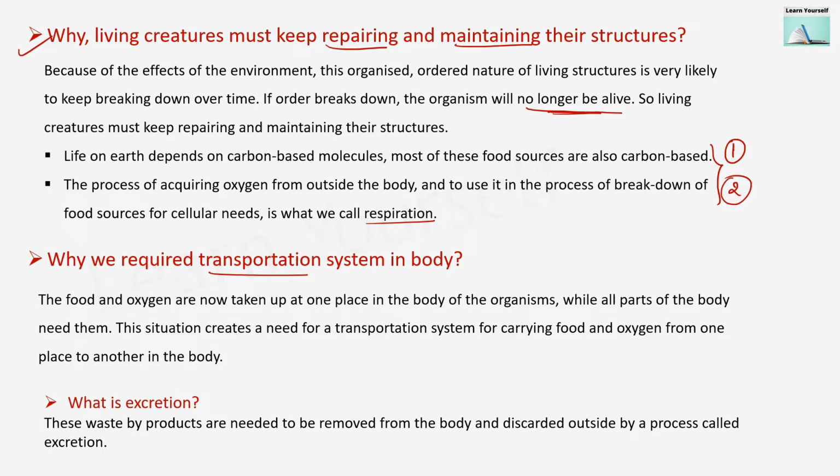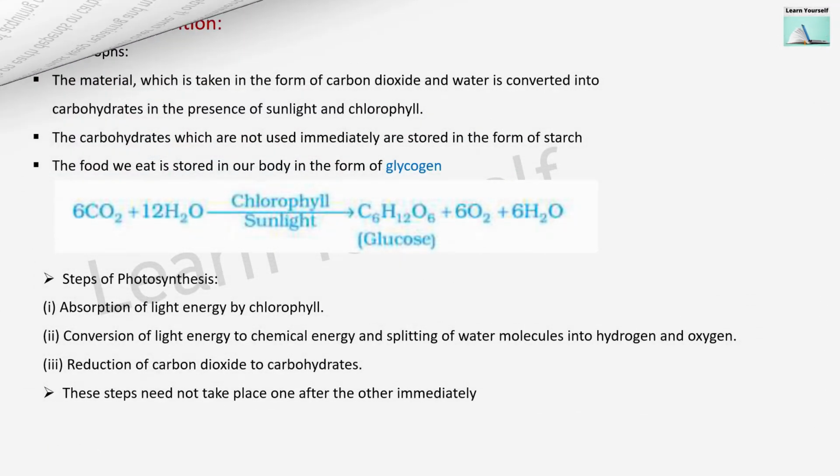So that's why we require a transportation system. Now, why is excretion also important in the body? The waste byproducts need to be removed from the body and discarded outside the body, and this process is called excretion. Let us start with our first process, and that is autotrophic nutrition.